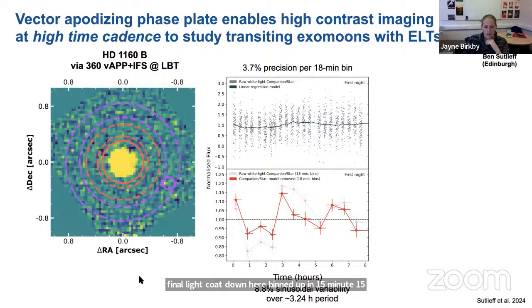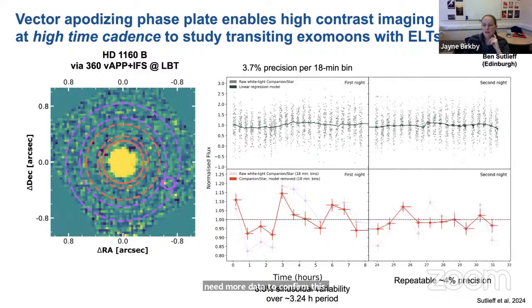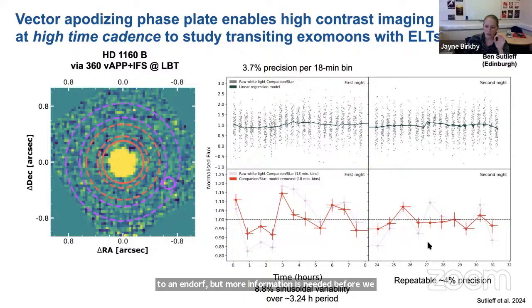And potentially there is some variation here. We did see some potentially sinusoidal variability, but we would need more data to confirm this. So we went back and we have a second night, which within the error bars is completely flat. But the precision is repeatable at about 4% level. So it's entirely possible that this is a real evolution of a fairly rapidly rotating low mass companion to an M dwarf, but more information is needed before we can claim anything particularly strong about this. But the key point to note here is that we can get this repeatable precision of about 4%.